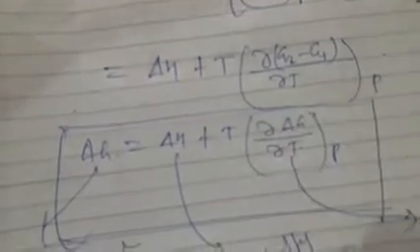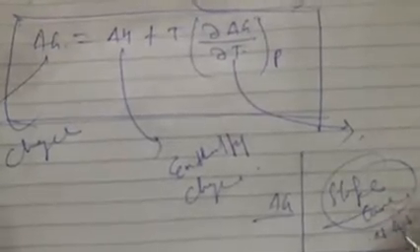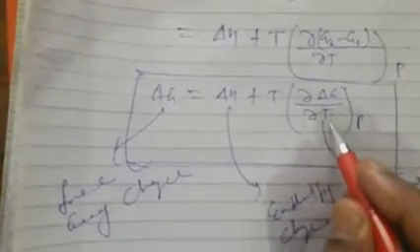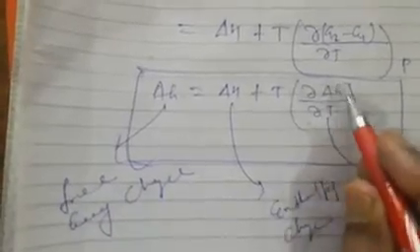That is, if we take delta G here and T here, then what is the slope of the curve? At constant pressure, this quantity is delta G by delta T, the derivative of free energy change with respect to temperature.